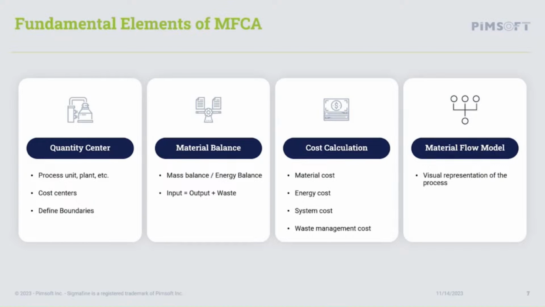MFCA considers 4 types of costs, all of which are allocated to both products and material losses. So material costs, energy costs, system costs, and waste management costs. The material flow model refers to a visual representation of a process that shows all the quantity centers in which the materials are transformed, stocked, or used, as well as the flow of these materials within the system boundary.